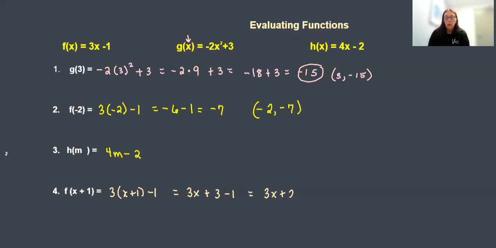And we are done. So again, the different letters are a way to distinguish between the different functions. You don't want them to have the same variable, or you won't be able to determine which one you're supposed to be using. I hope this was helpful.